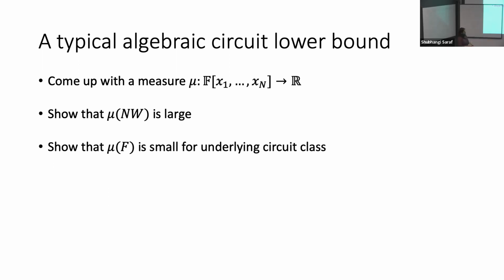So let me tell you what a typical algebraic circuit lower bound looks like. You come up with some complexity measure, which associates a number with every polynomial. That measures how complex that polynomial is. The goal is to show that the complexity of the Nisan-Wigderson polynomial is very large, and the complexity of small circuits is very small. And so you need a large circuit to compute the Nisan-Wigderson polynomial.